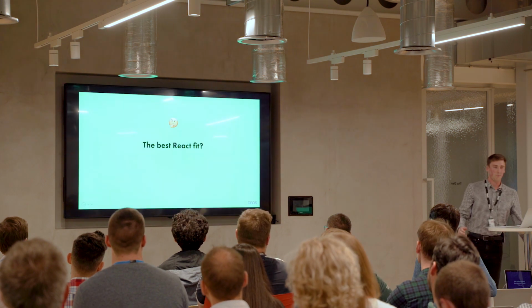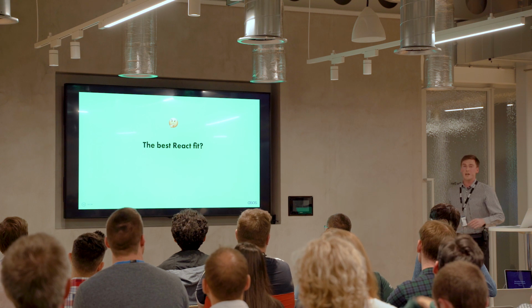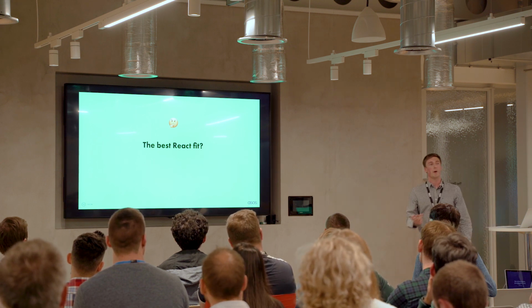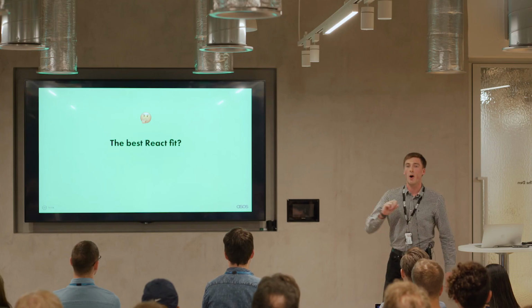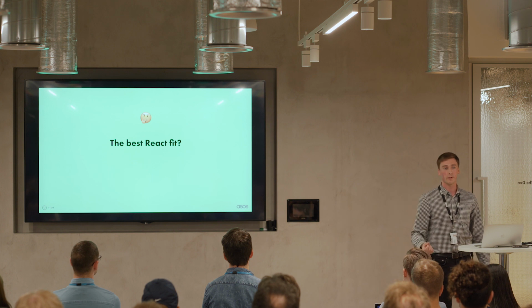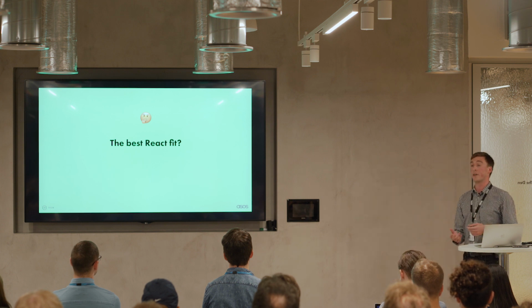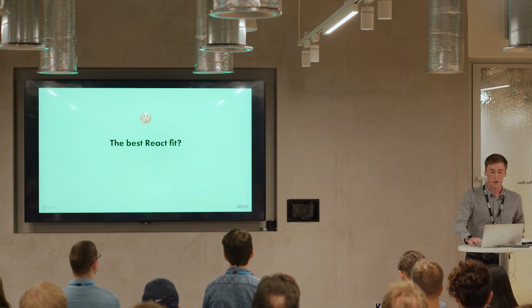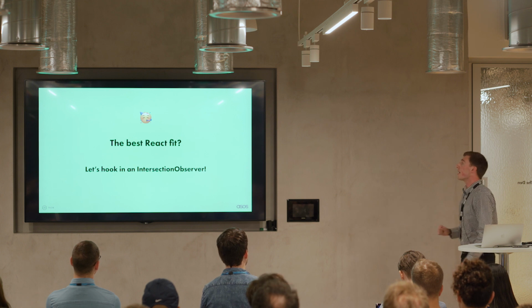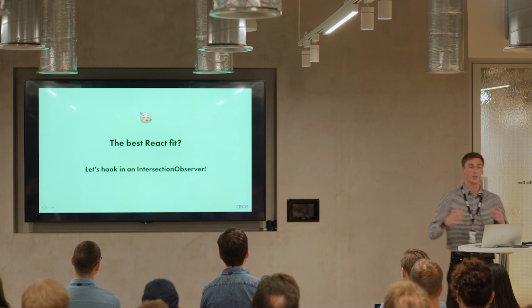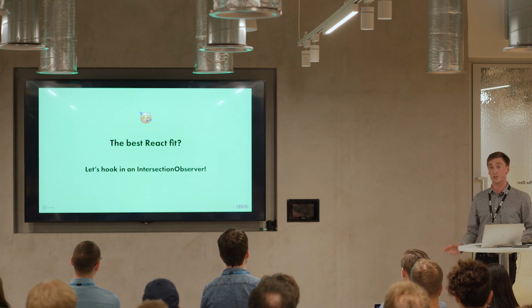Now, some of you might have noticed this. Is this the best React fit? What I've done is imported a third-party module that is behind the scenes mutating a component, or the props of a component, which should otherwise be controlled by React and React DOM. This is a bit of an anti-pattern. So, excuse the pun, my recommendation would be to actually go fully controlled and hook in an intersection observer.